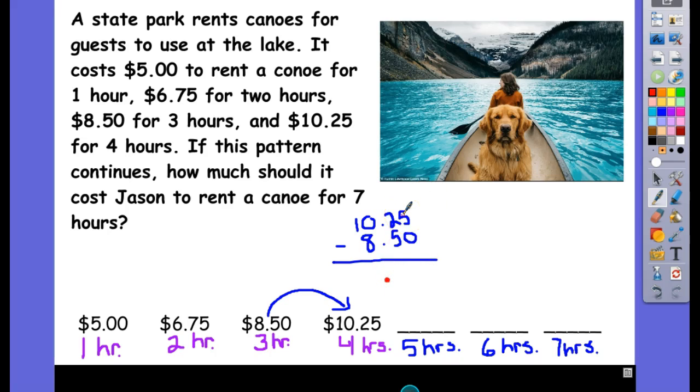All right, so we're going to go ahead and do our hundredths place first. 5 minus 0 is 5. 2 take away 5 is, well, we can't do that. So what are we going to have to do? We're going to have to regroup. So I'm going to look at the next place value, the next largest place value, which is the ones place. But there's a 0 there. There's nothing there, so we can't take anything from the ones place.